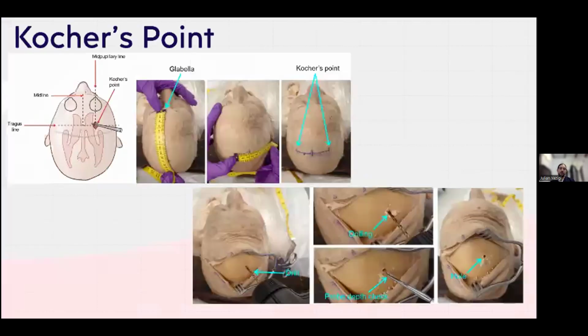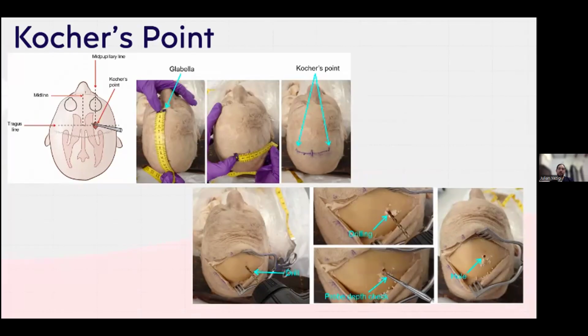Moving forwards in terms of ventricular access, I'm going to mention a few, right? Kicking off with Kocher's point. This is one of the most important and reliable cranial entry points in neurosurgery and represents a standardized frontal burr hole location that allows safe access to the frontal horn of the lateral ventricle while avoiding cortical structures and major vascular structures as well.